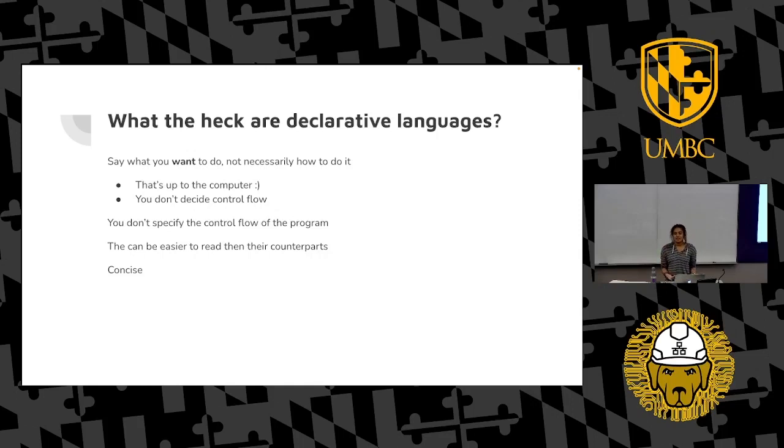So that's, like I said, it's up to the computer. You don't decide the control flow. You don't say do it like this, really. And because of that, it's sort of easier to read these languages sometimes. Not really if you're not used to it, but it is overall easier to read these languages, and they tend to be more concise, fairly shorter, because that extra step of saying how to do it isn't there.